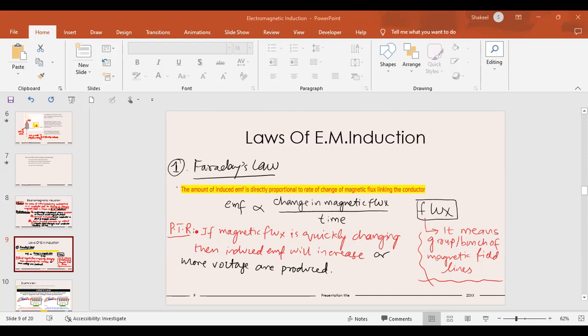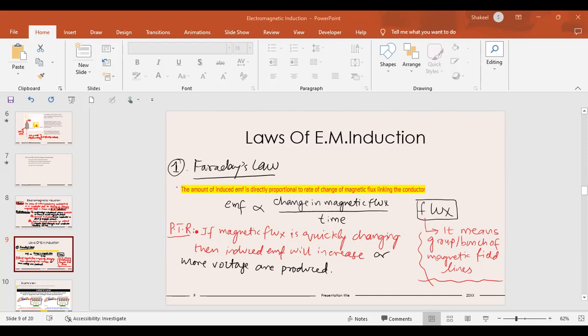Okay, you can see that the pointer was deflecting towards the negative end. I'm going to repeat this process again. Okay, I'm going to take the magnet towards the coil. So you have to see that in which direction the voltmeter is going to deflect. So it's deflected towards the negative side.